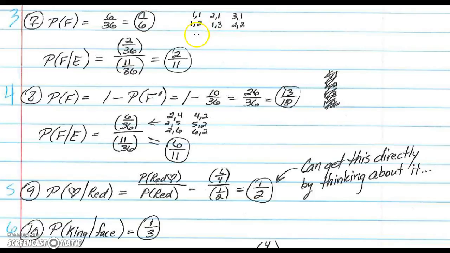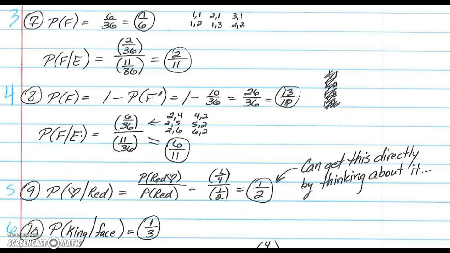4 of those: 1,4, 2,3, 3,2, and 4,1. So 10 total ways to get 5 or less. We want all the other ones, in other words, the ones that are higher than 5. So we subtract this number from 1 to get 26/36, reduce it down to 13/18.